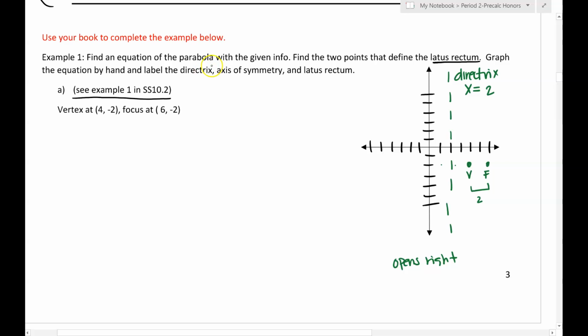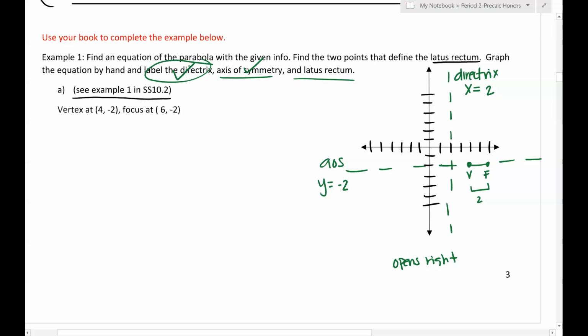Okay, remember it says label directrix, axis of symmetry, and latus rectum. Now, the axis of symmetry is right in the middle of your parabola. So that means it runs through the vertex and the focus. Okay, so this is your axis of symmetry, and this line is y equals -2. We have to label everything. Okay, so check that.